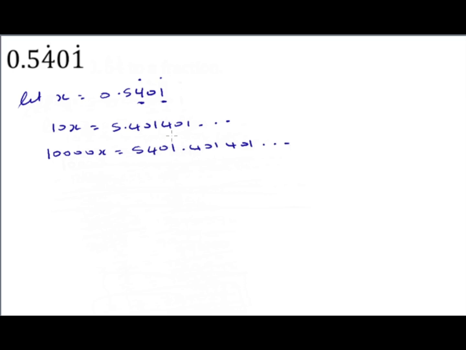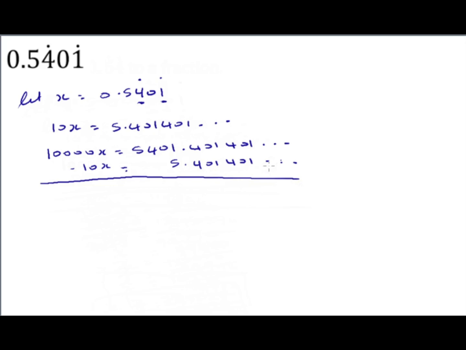Good. So now we need to get rid of the recurring part. In this case, it is a 401, 401. So to get rid of that, we're going to subtract these two equations. So we're going to subtract 10x from 10,000x. So let's go ahead and do that. So we're going to subtract 10x. And we know that 10x is the same thing as 5.401, 401, and it continues. So let's go ahead and subtract them.